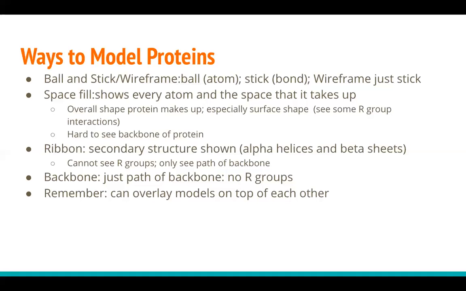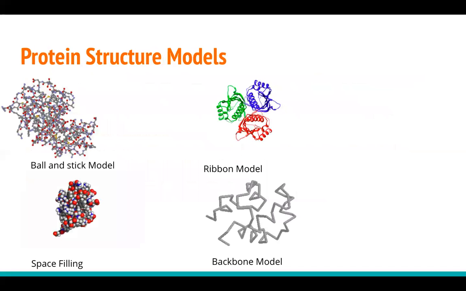And yeah, I have pictures of these models so that you guys can see. The main idea for these models is just to come up with pros and cons for each, like why one would be good over the other, like whether you'd want to see R groups or just the backbone or overall shape. But yeah, so these are the models I was talking about.